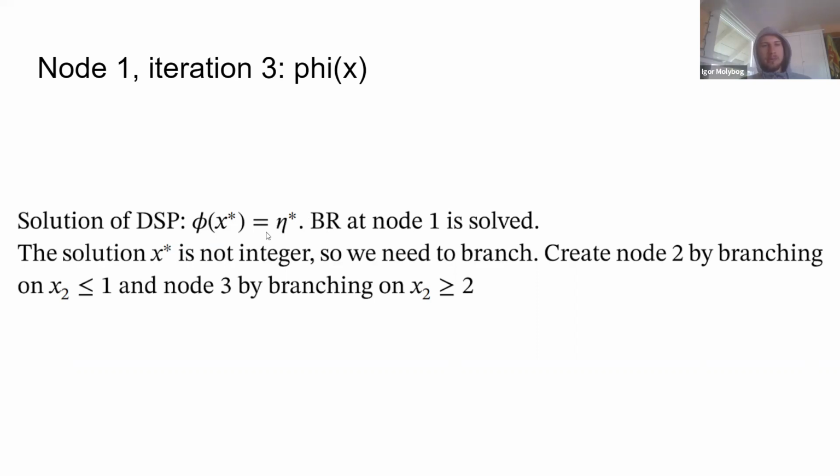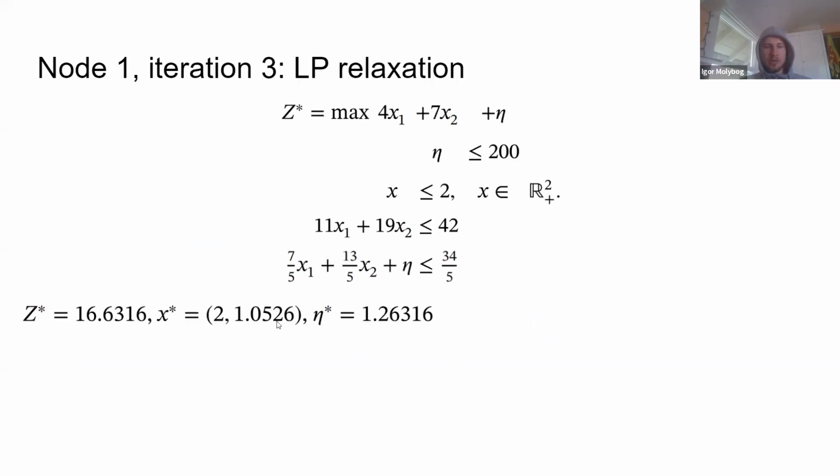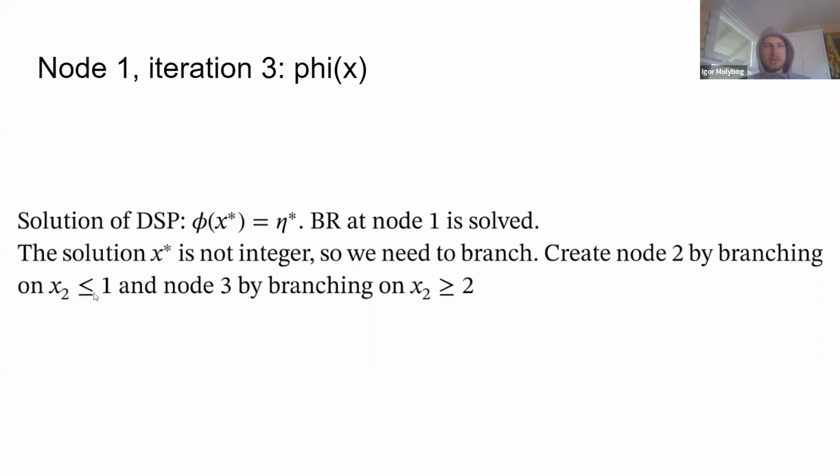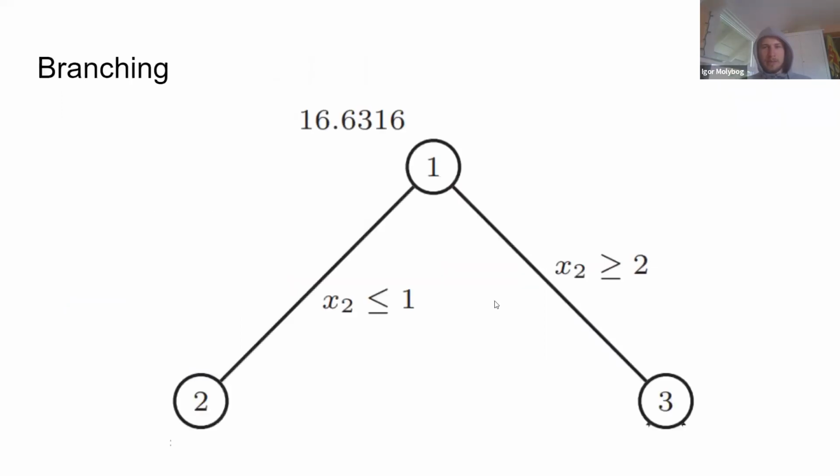Since the solution of x star is not integer, we would need to branch our algorithm at this point, and create the node 2 by branching on the variable x2, because our variable x2 is not integral. So x2 is either less than or equal to 1, and the node 3 will correspond to x2 being greater than or equal to 2. So this is our branching tree at this point.